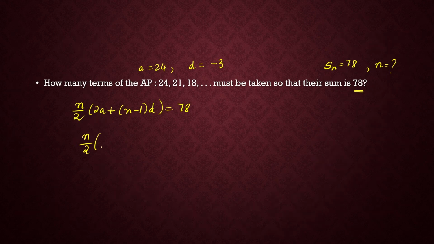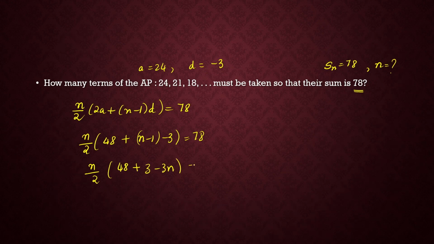So it becomes n by 2 into 2a. So 2 into 24 is 48 plus n minus 1 into d, whose value is minus 3, is equal to 78. Here I guess you will get a quadratic equation. You have learned to solve a quadratic equation in ninth, I guess. So let's continue. n by 2 into 48 plus, if I open the bracket, it becomes plus 3 minus 3n is equal to 78.